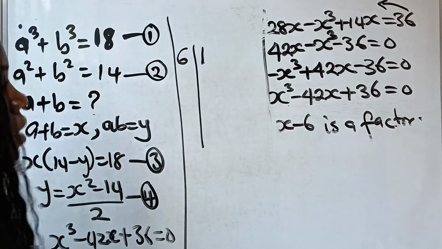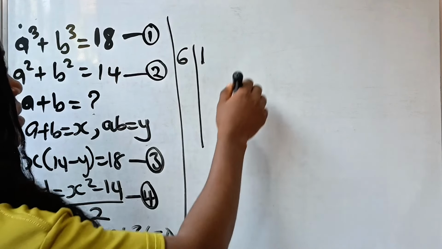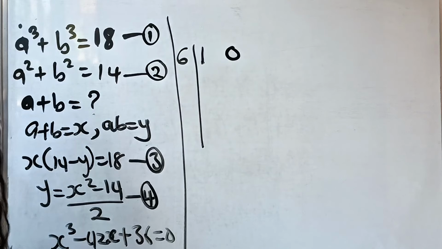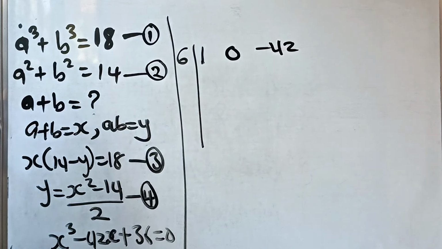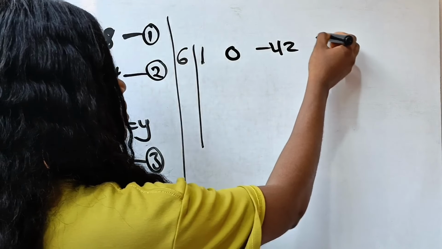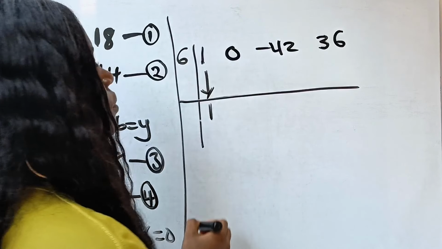If I do that, then we're supposed to have x to the power of 2 before x. So definitely we are going to replace that coefficient with 0. For the coefficient of x, we have minus 42, and then we have plus 36. So we are going to have this. We are bringing down 1.